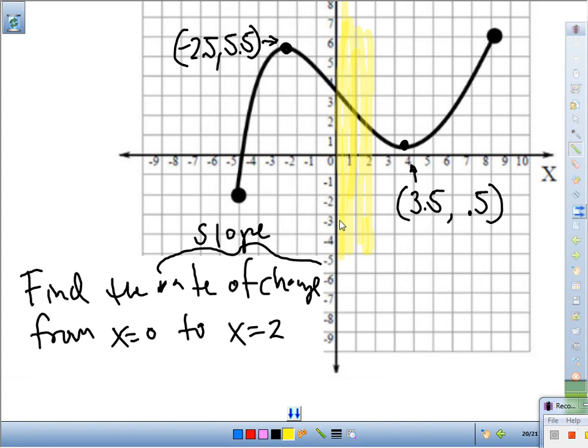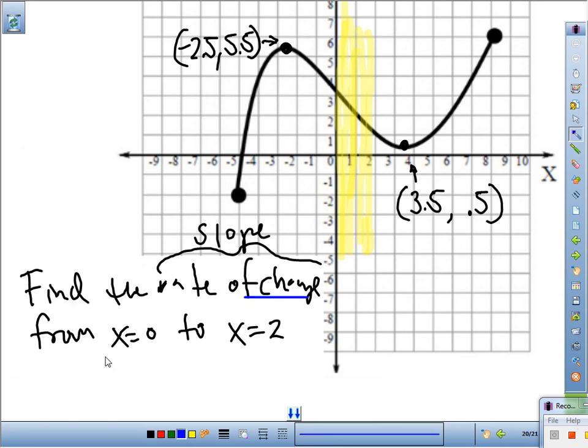Some of you are saying, Mr. Q, why did we do that? Because we're doing this. Look up. We want to find the rate of change from here to here. What does that mean? That we're only going to focus from here to here. You guys see it now? From here to here. Let me zoom in so that you can actually see it a little bit better.